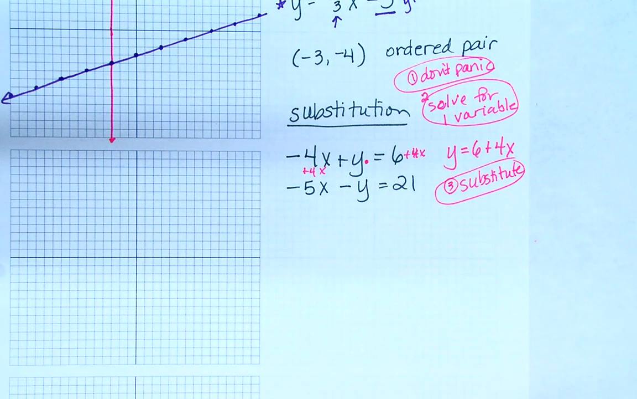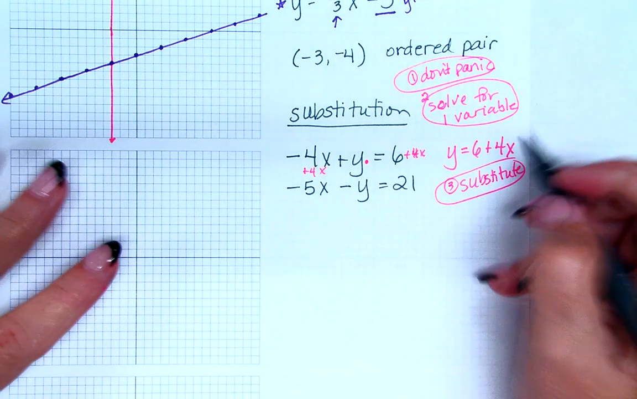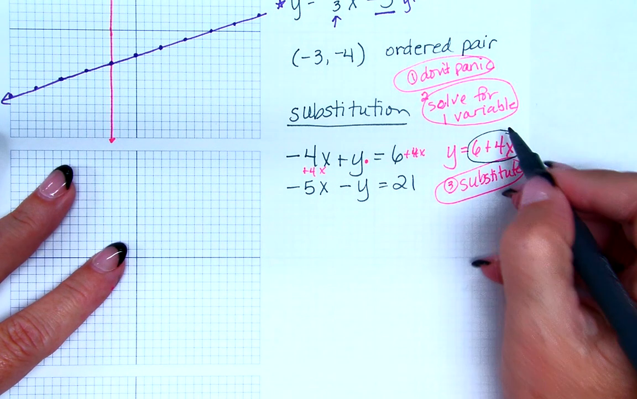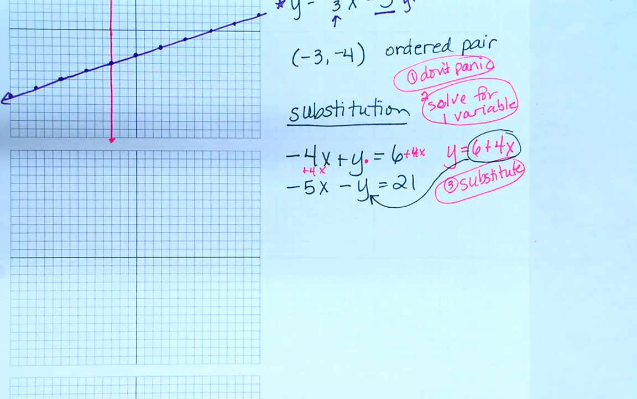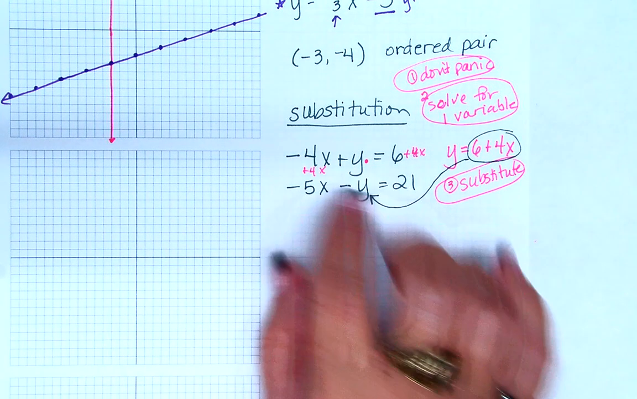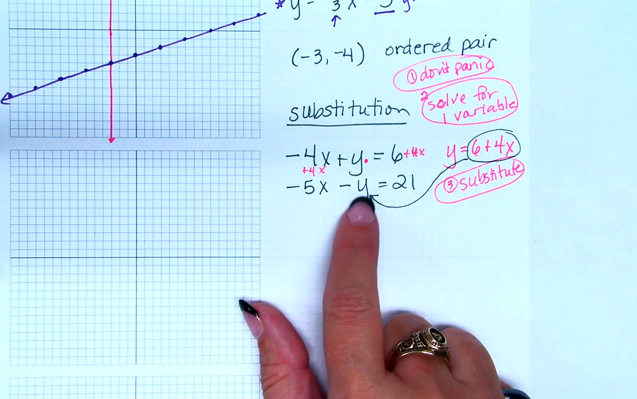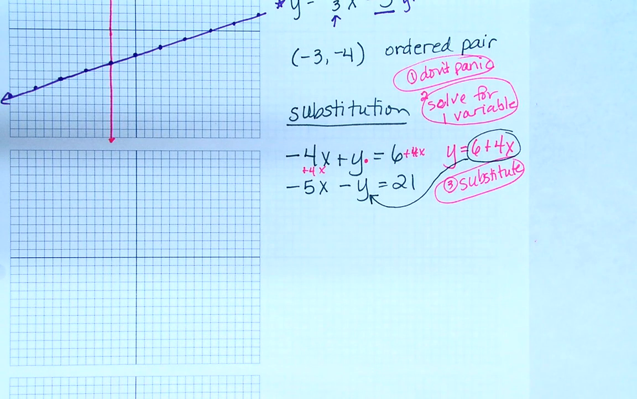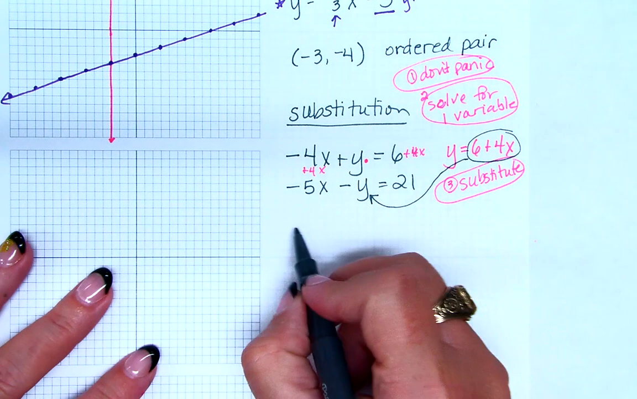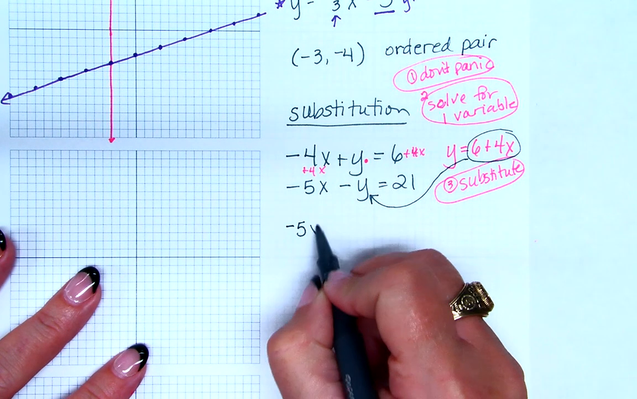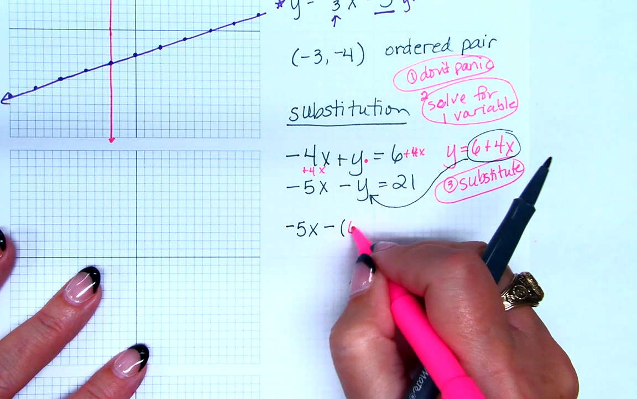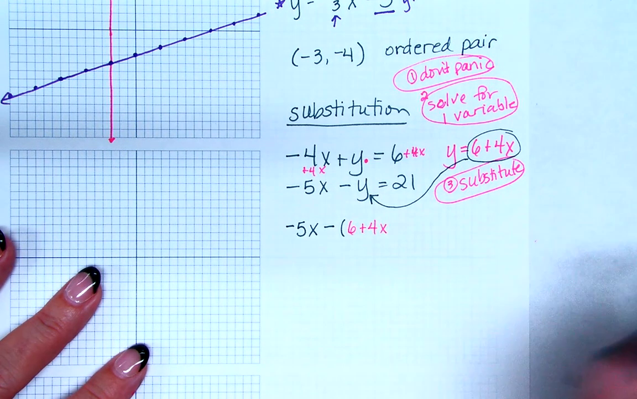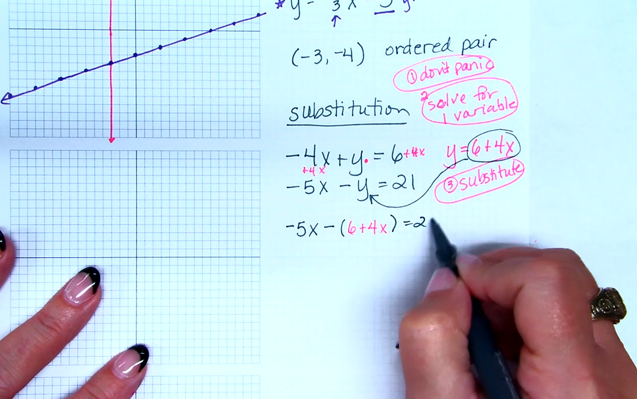Okay? I'm going to take what I just found for y, which is 6 plus 4x, and I'm going to substitute it into the other equation that I didn't choose. Okay? I chose the first equation to solve for y. I'm going to take what I found for y and substitute it into the other equation. Does that make sense? So I'm going to start writing the second equation, negative 5x minus, what did I decide y was? 6 plus 4x equals 21.